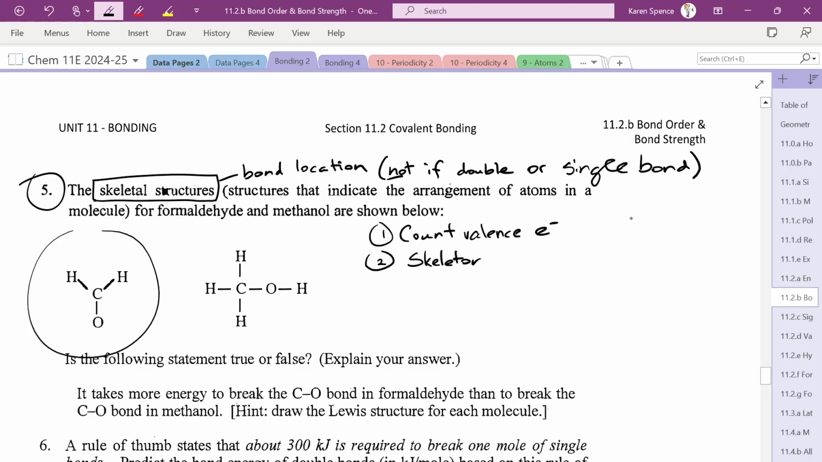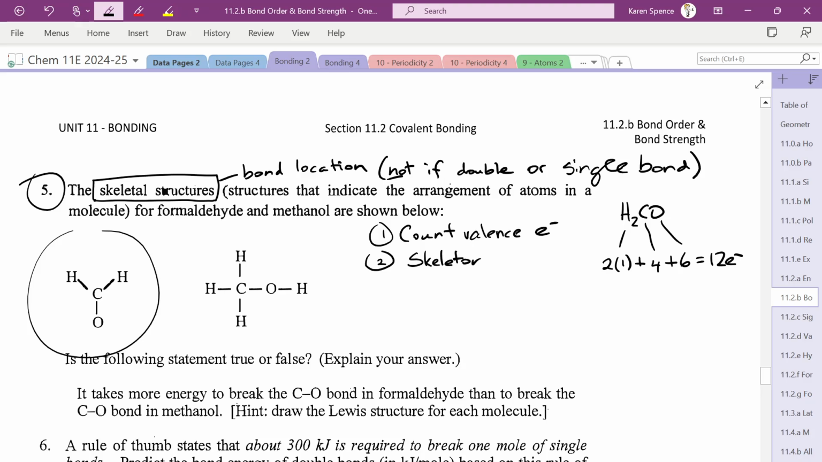So our valence electrons for H2CO: we have 2 times 1 for the hydrogens, plus how many does carbon have? Group 14, it has 4. Oxygen is group 16, it has 6. So in all we have 12 electrons.